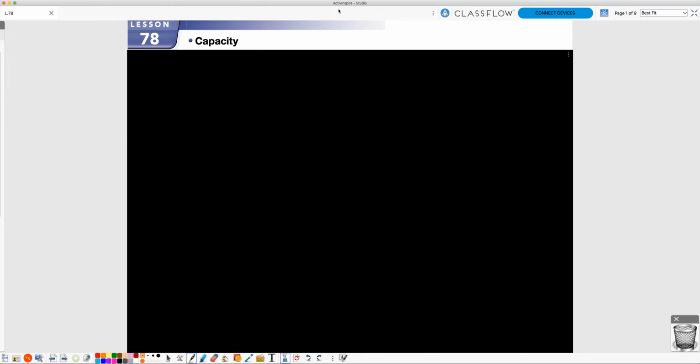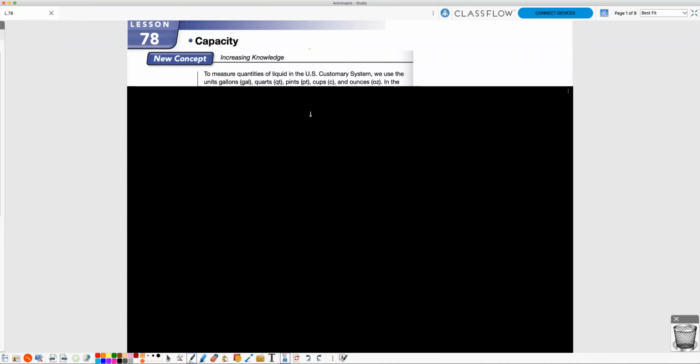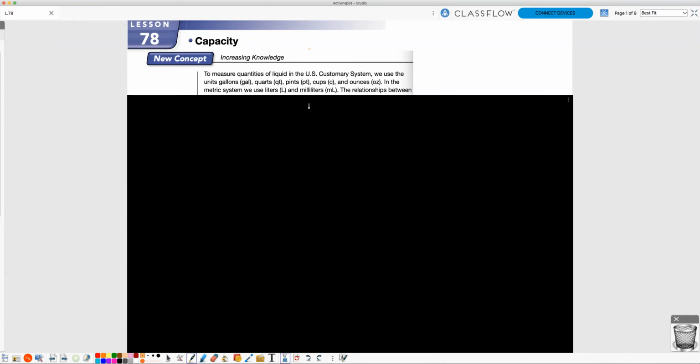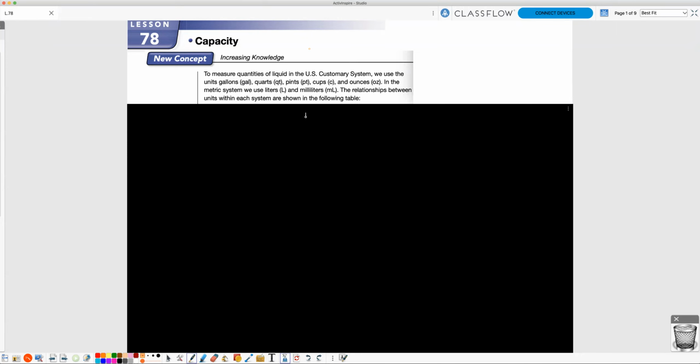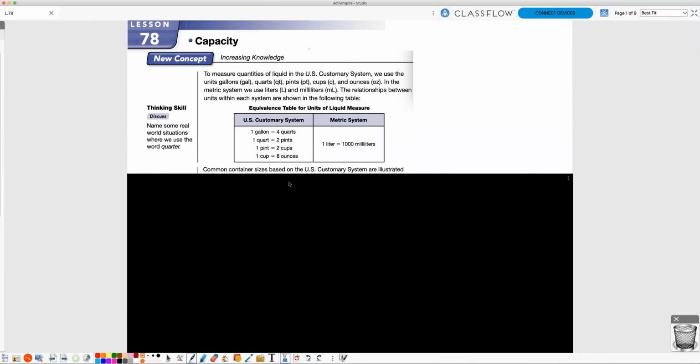This is Lesson 78, Capacity. To measure quantities of liquid in the U.S. customary system, we use the units gallons, quarts, pints, cups, and ounces. In the metric system, we use liters and milliliters. The relationships between units within each system are shown in the following table.